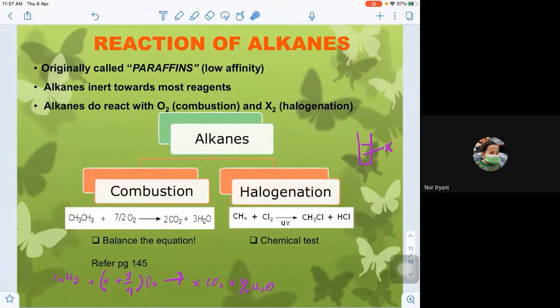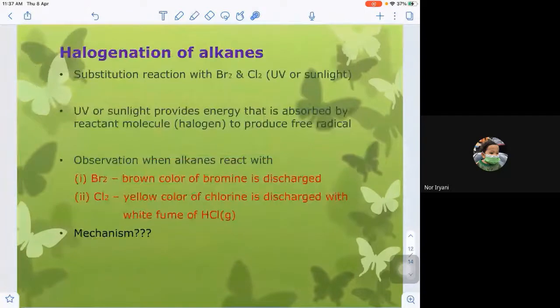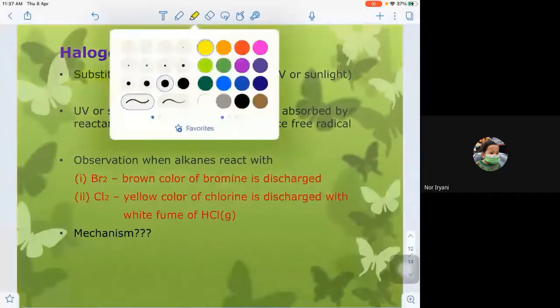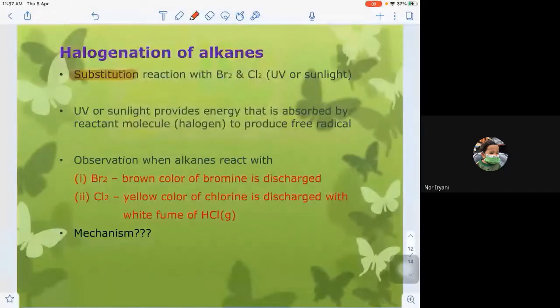This halogenation reaction also needs UV. In the presence of UV, then it can happen. It can produce this haloalkane. No UV, no reaction. So halogenation of alkane is actually a substitution reaction. It is one of the substitution reactions, with bromine or chlorine in the presence of UV or sunlight.